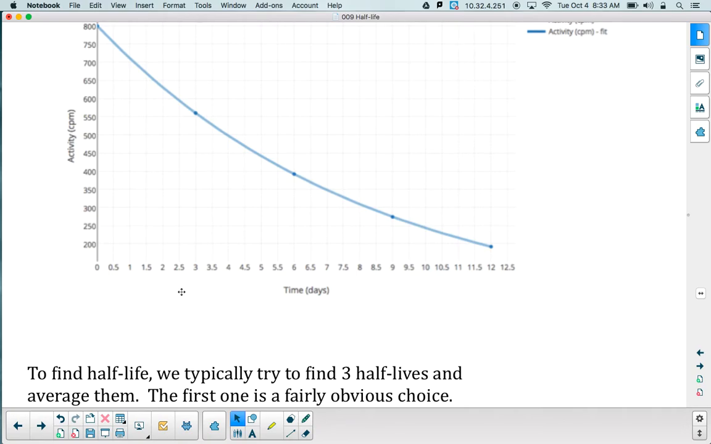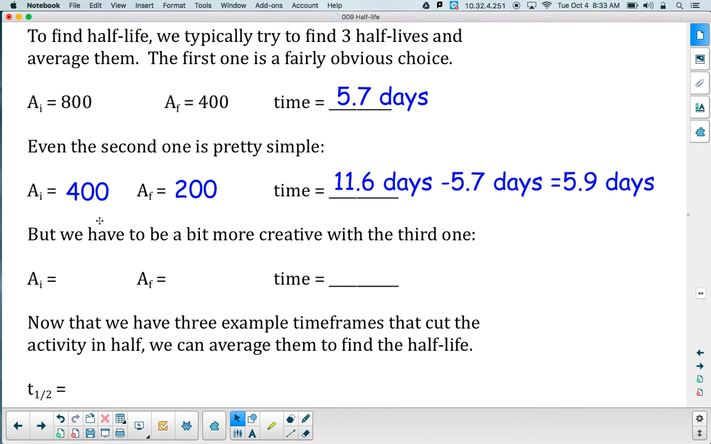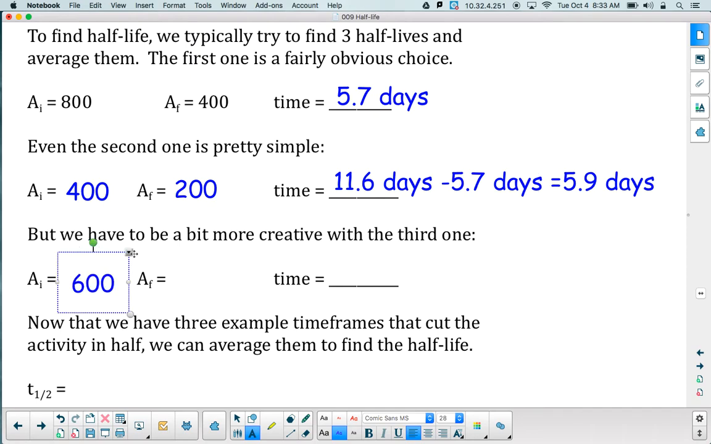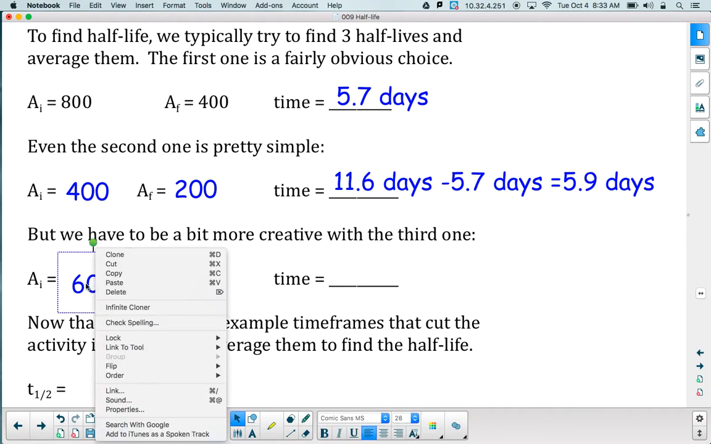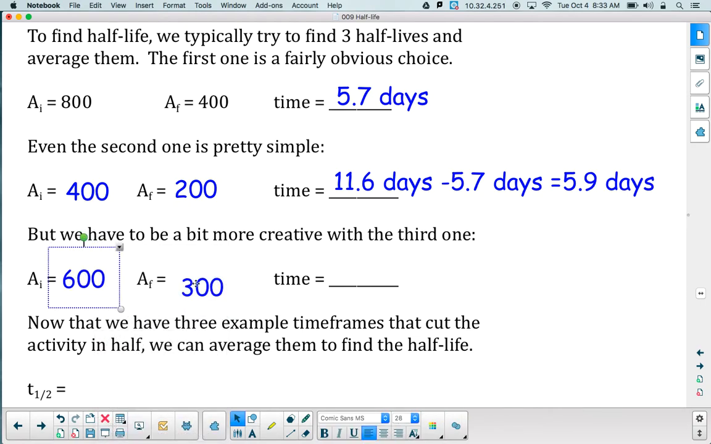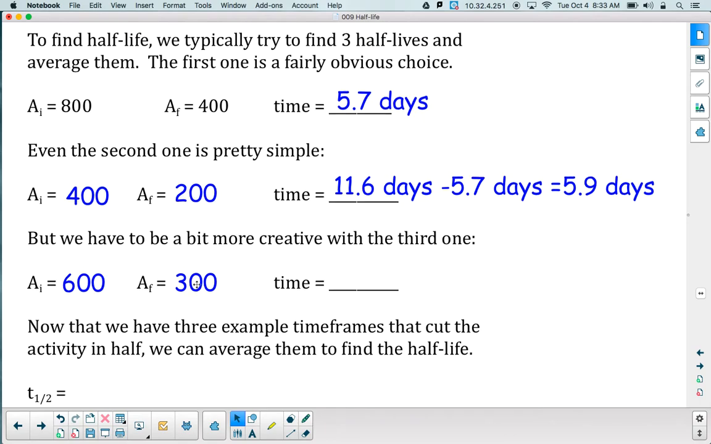So maybe for my third half-life, I will make a choice here that I'm going to start at 600 and cut that in half and go down to 300. And you really can choose any starting point you want as long as half that starting point is in fact on your graph. So for my third half-life, I'm just going to make a choice to go from 600 to 300. And like I said, anything would do. You just got to pick a couple, or pick one, and make sure that half of that is on the chart. And now we need to figure out how much time it took to go from 600 counts per minute to 300 counts per minute.